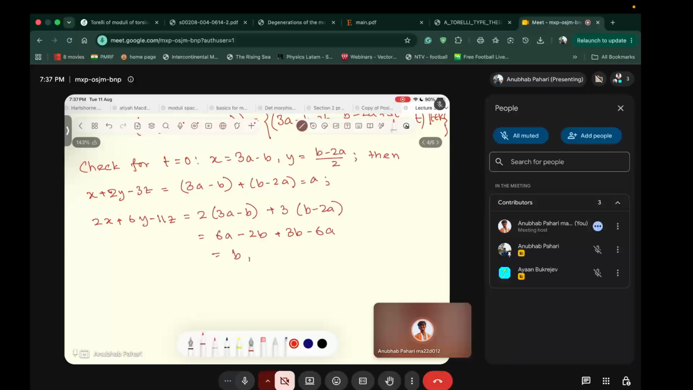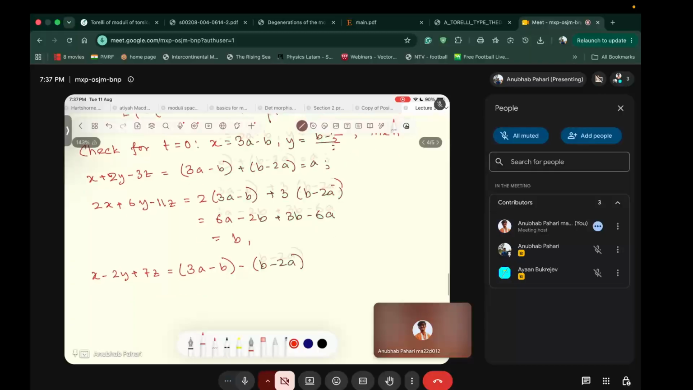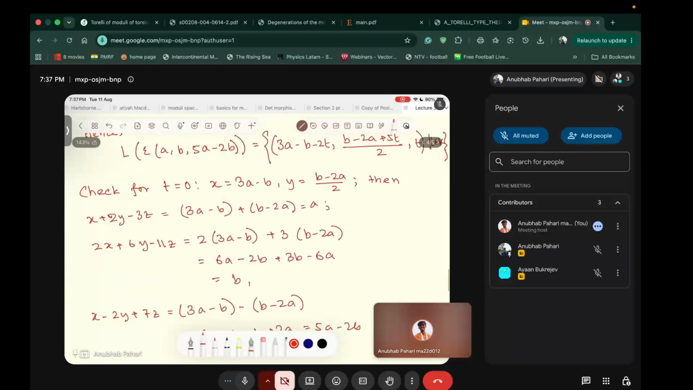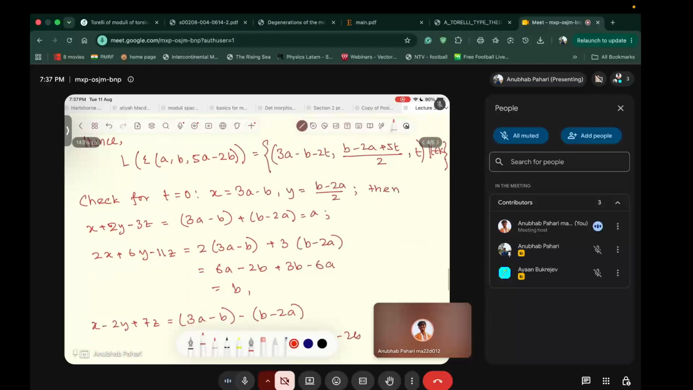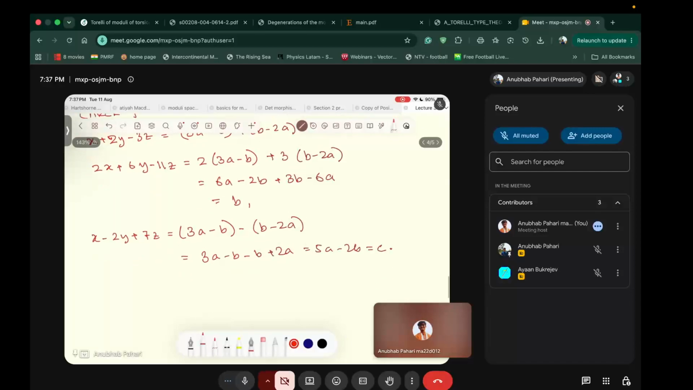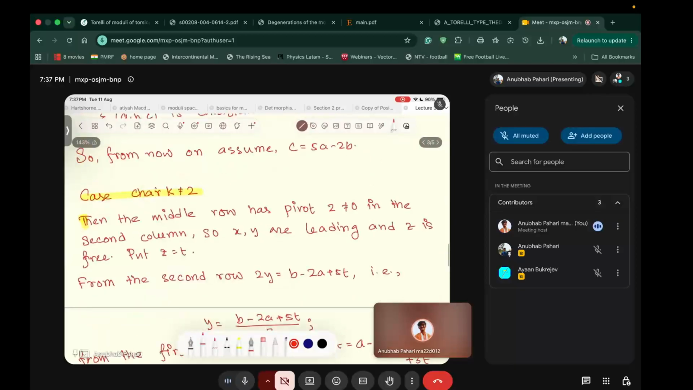And similarly for the third equation, you will see that x minus 2y plus 7z will be 3a minus b minus b minus 2a, which equals 3a minus b minus b plus 2a, so 5a minus 2b. And from the first equation you can see that your 5a minus 2b is c. So our characteristic K not equal to 2 case is done.